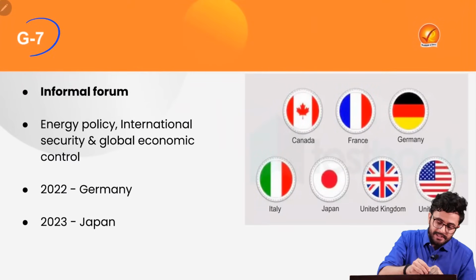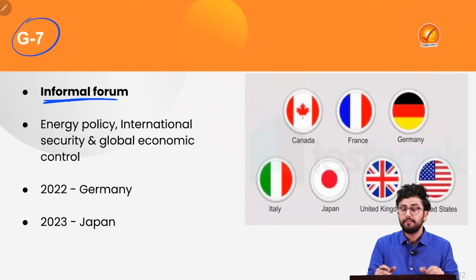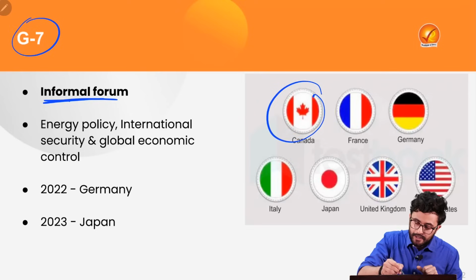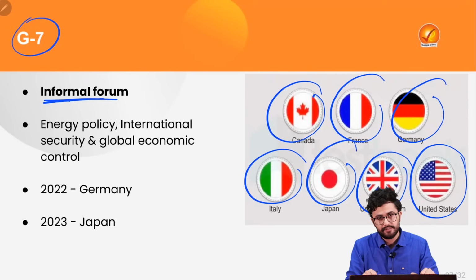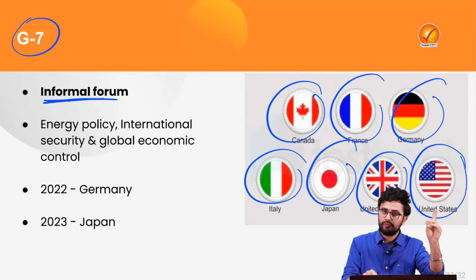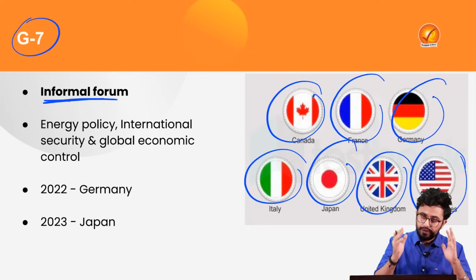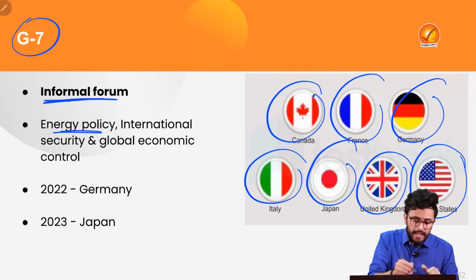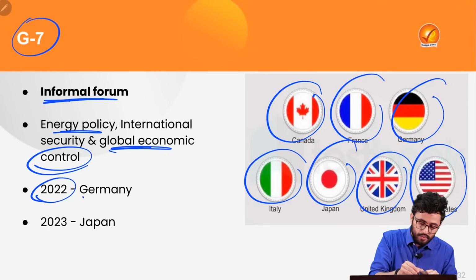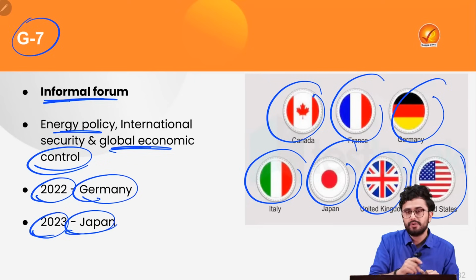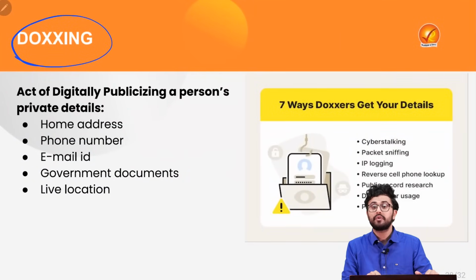Then we will discuss the G7 grouping, which has been in the news. The G7 grouping is basically an informal forum of 7 developed nations: Canada, France, Germany, Italy, Japan, United Kingdom and United States. To remember this, just remember the important players of World War II and you will remember these countries as well. These countries meet on a public platform to discuss energy policies, international security and global economic control. In 2022, the G7 meeting was hosted by Germany and in 2023, it was hosted by Japan.